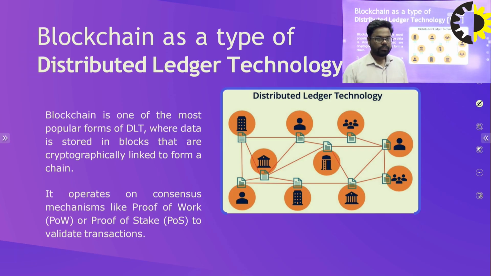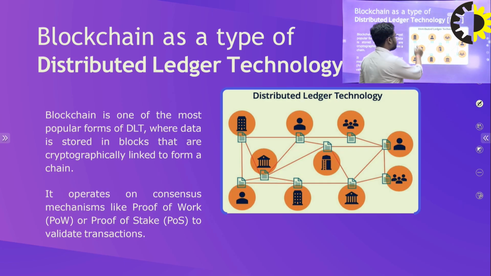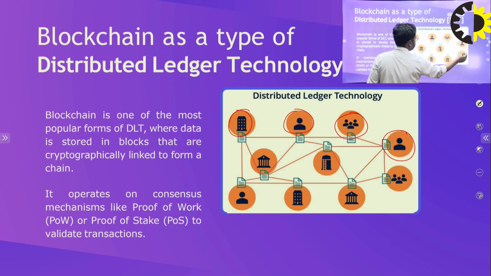Now, what is distributed ledger technology? A blockchain is one of the most popular forms of distributed ledger technology, where data is stored in blocks that are cryptographically linked to form a chain. It operates on consensus mechanisms like proof of work or proof of stake to validate transactions. I am giving a diagram example. Means all the nodes have the ledgers. This is a distributed ledger technology. These are the nodes.